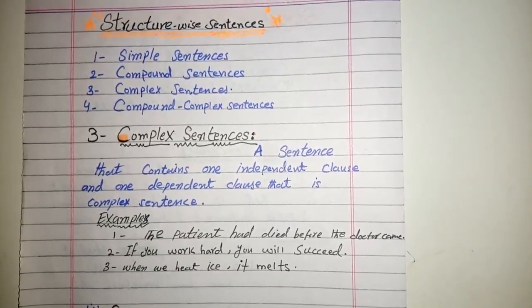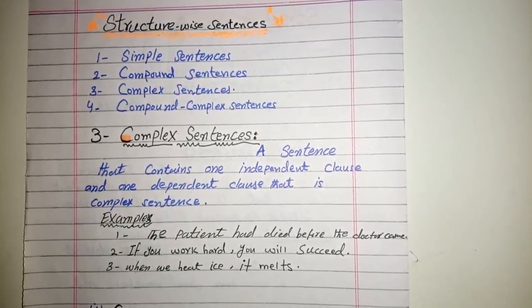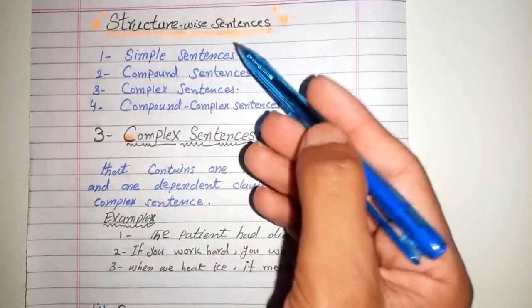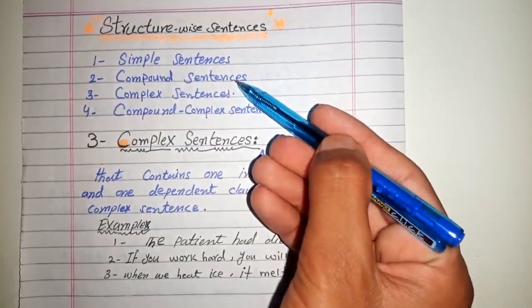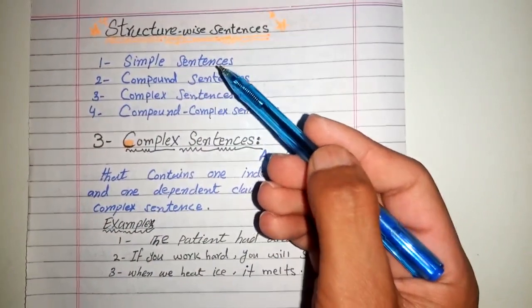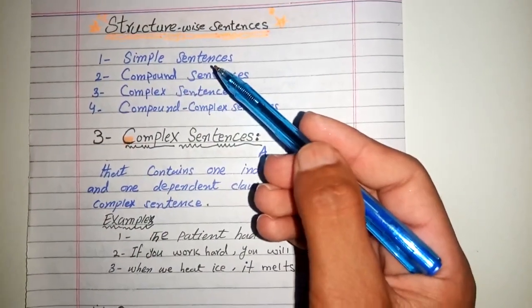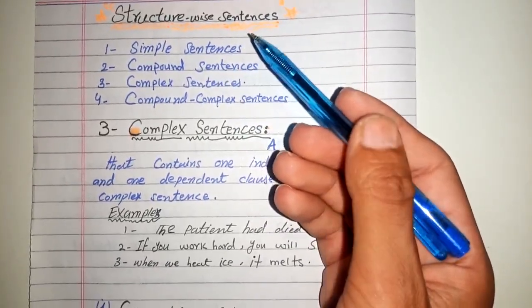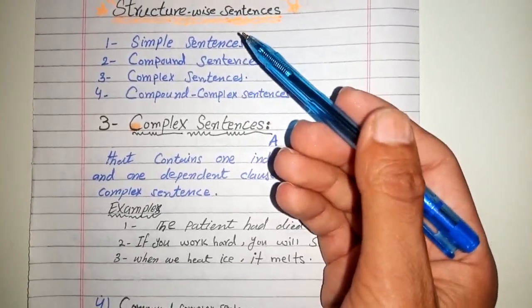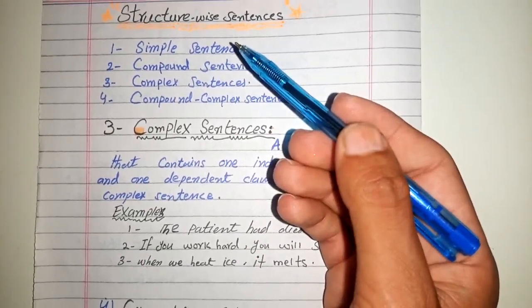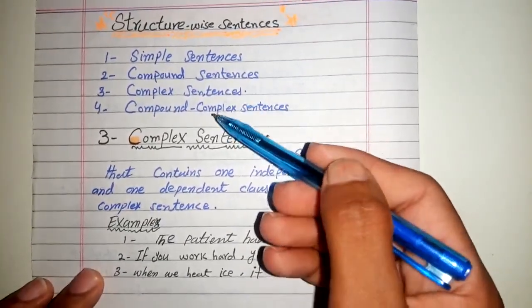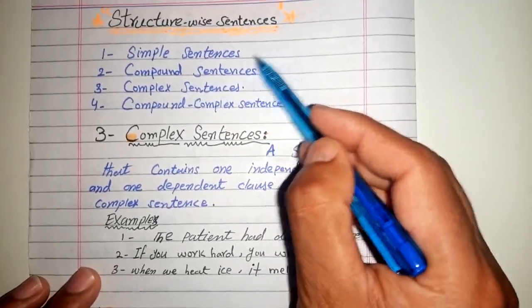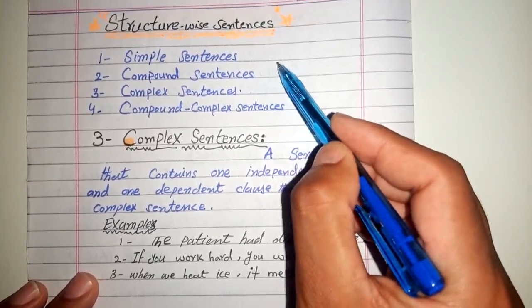So guys, in the previous lecture we discussed structure-wise sentences: simple sentences and compound sentences. This lecture is very important for those who are going to appear in any test like IELTS, CSS, PSC, or any other test. In this lecture I'm going to discuss complex sentences and compound complex sentences, because in the previous lecture I discussed simple sentences and compound sentences.